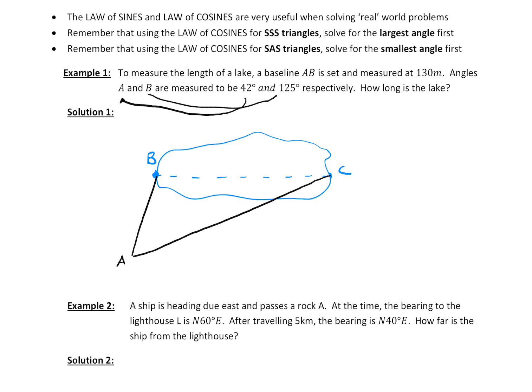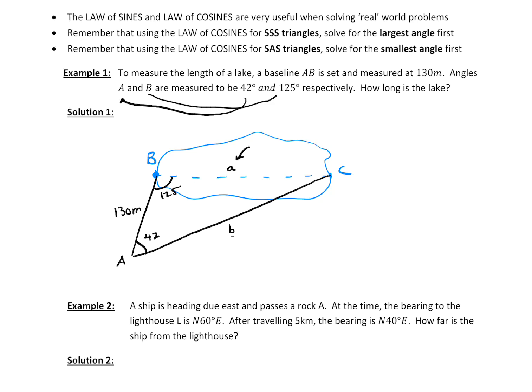Now, what do we know? We know that AB is 130 meters, okay? And then we don't know C, we don't know B, and we don't know the length of the lake. That's what we're trying to find out. You know that this angle here is 125, and you know that this angle here is 42. So what do you need? You need A. You have an angle across from it. You don't have B, and you have an angle across from it.